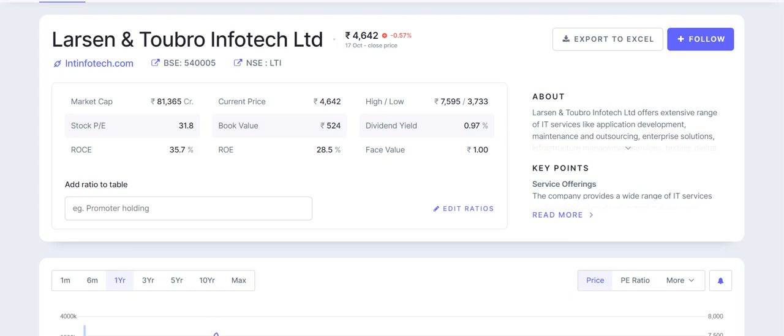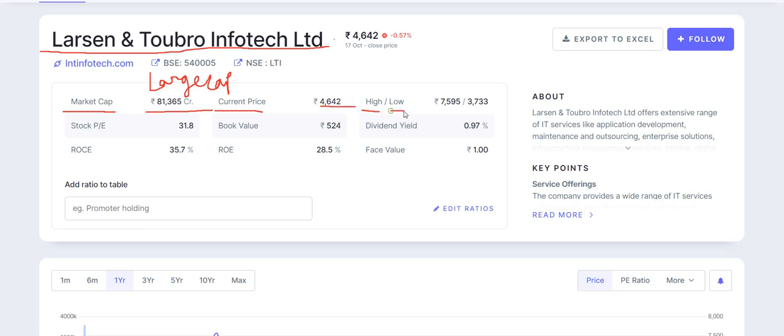Now coming to LTI, basically it is one of India's leading companies in technology services, or you could say information technology services. Its market capitalization is 81,365 crore rupees. Basically you could say it's a large cap company. Okay, it is in the category of large cap. Now coming to its current market price, it is 4,642 rupees.